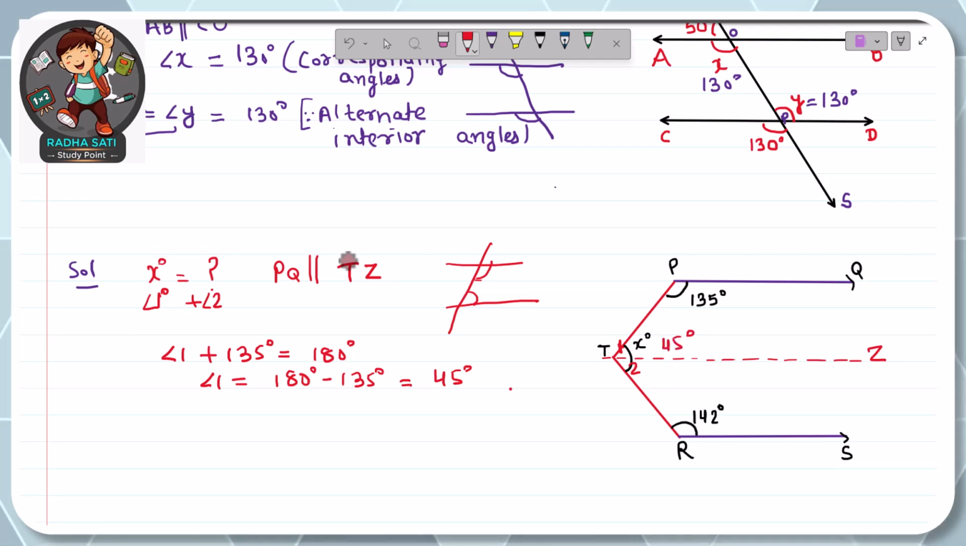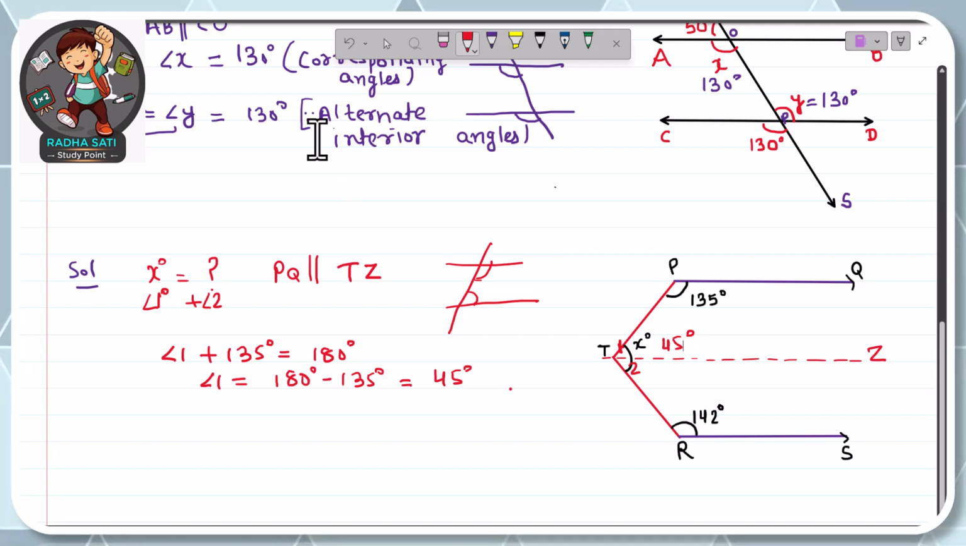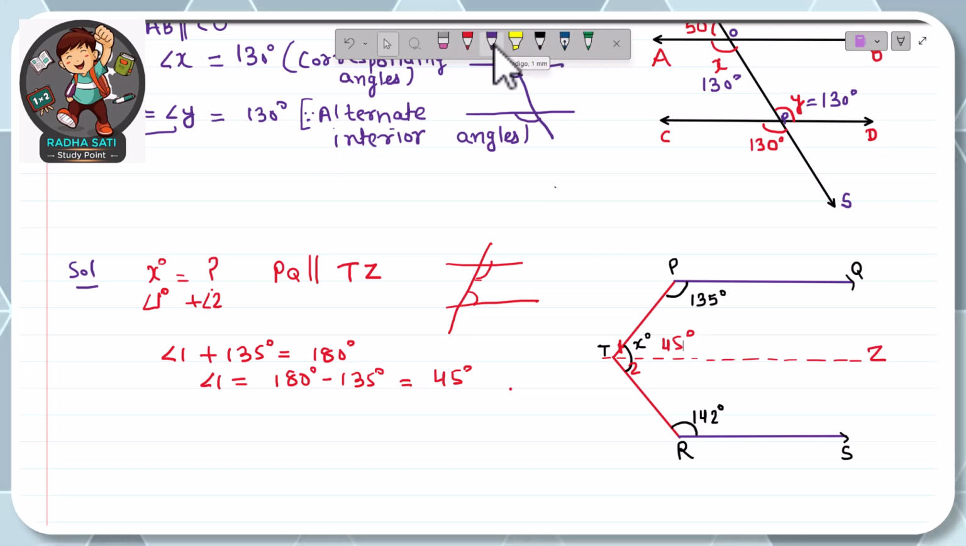Now let's find out this another one, ZTR, or we can say angle 2. Okay, so let's take another color for this. Now let's begin. So this means again the same property. These two are parallel lines and this is intersecting. So this angle and this angle, again these are co-interior angles which will be 180 degrees. So angle 2 plus 142 degree will be equal to 180 degree.